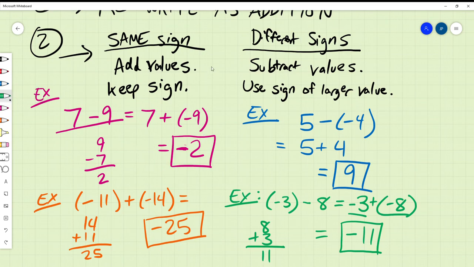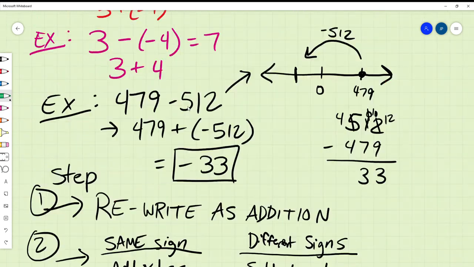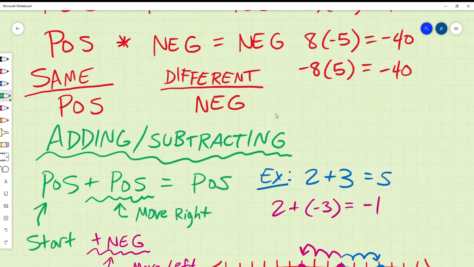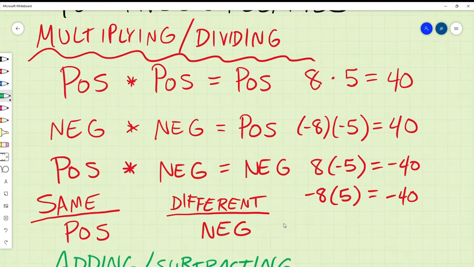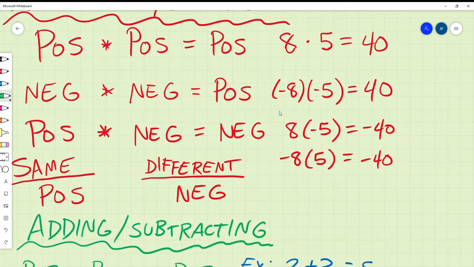So, to review, if we go back to multiplying and dividing, very simple rules. If we have the same sign, our answer ends up being positive. If we've got two different signs, one's positive, one's negative, our final answer ends up being negative.